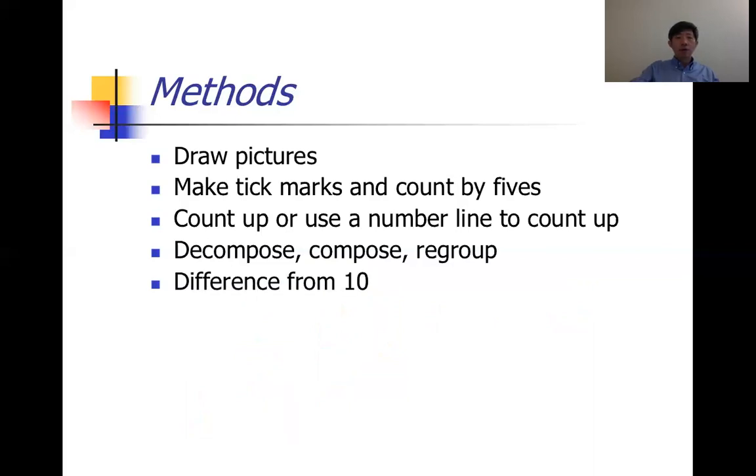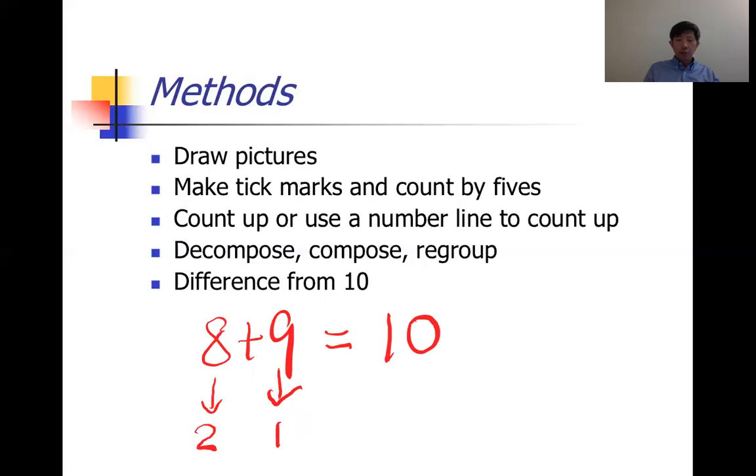Now what about the next one, difference from 10, right? Now, difference from 10, we have 8 plus 9 equal how many, right? Actually I know 8 is 2 away from the 10. 9 is 1 away from the 10. So 8 is 2 away from the 10, so minus 2. 9 is 1 away from 10, so minus 1. So minus 2, minus 1, so minus 3 in total, right? Therefore we have 20 minus 3, which is 17.